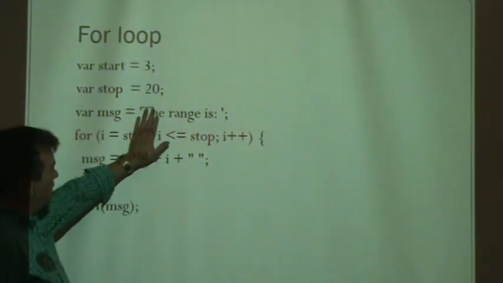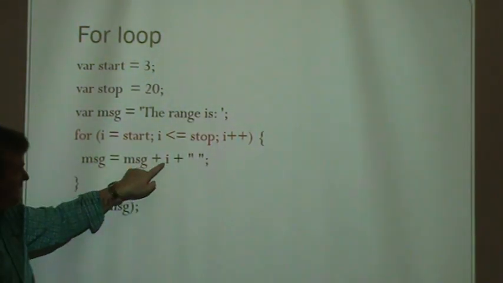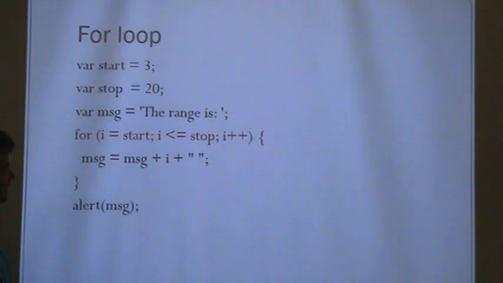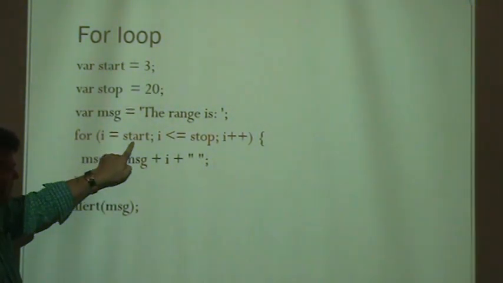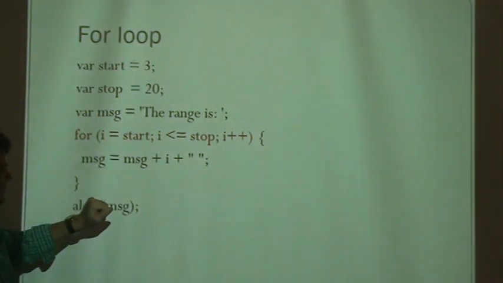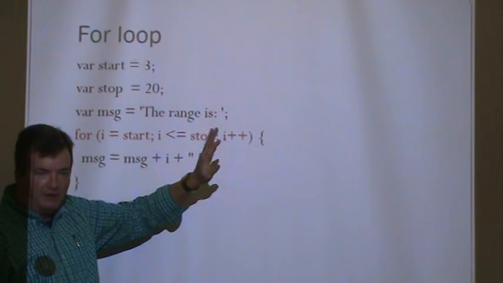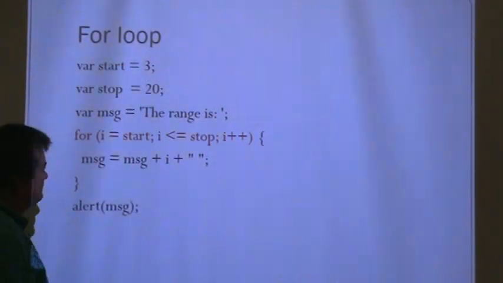The message will be "The range is:" and then it's going to keep concatenating an i with a space after it. And i is going to go from the range start all the way to stop. So this would print out the range is 3, 4, 5, 6, 7, all the way up to 20. Okay?